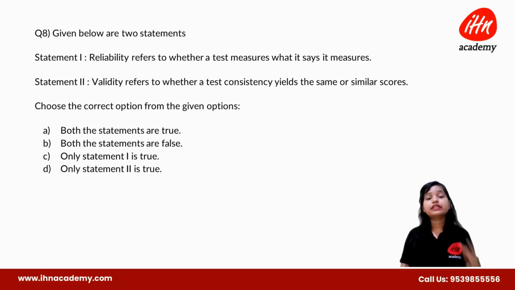Given below are two statements. Again the question from statement. Reliability refers to whether a test measures what it says it measures. Okay, so the question is on reliability and validity, and both of these topics are very important from the exam point of view. Validity refers to whether a test consistently yields the same or similar results. So we can see the statements are just opposite. Opposite means they are incorrect about one another.